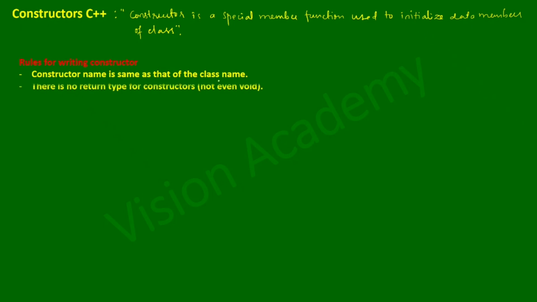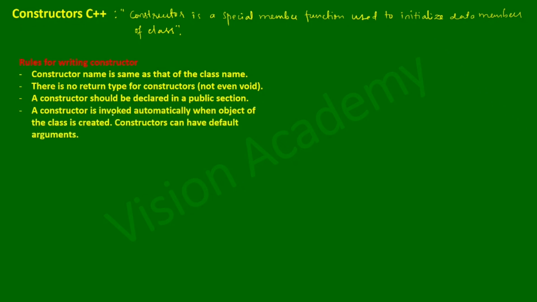So now let us take the rules. What are the rules for writing a constructor? The first rule says that the constructor name is the same as that of the class name. The second rule says that there is no return type for a constructor, not even void. A constructor should be declared in a public section only. A constructor is invoked automatically when an object of the class is created.